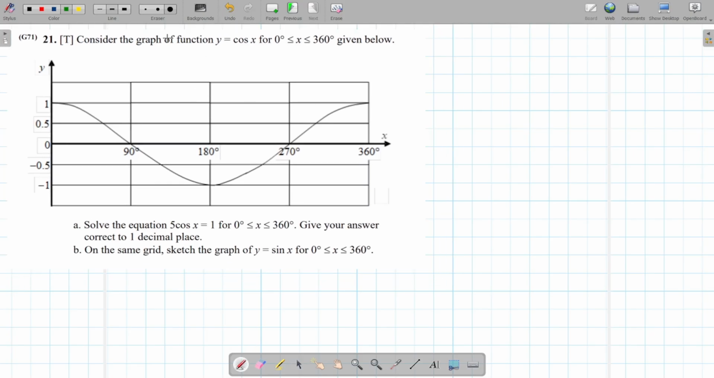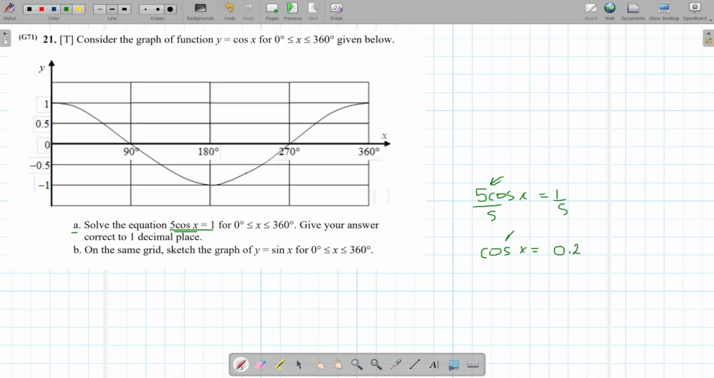Okay, here this is the graph of y equals cosine x. Part A: solve the equation 5 cosine x equals 1. How do you solve 5 cosine x equals 1? The first thing you have to do is get rid of this 5, so divide by 5 on both sides. You'll get cosine x equals 1 over 5, which is 0.2.